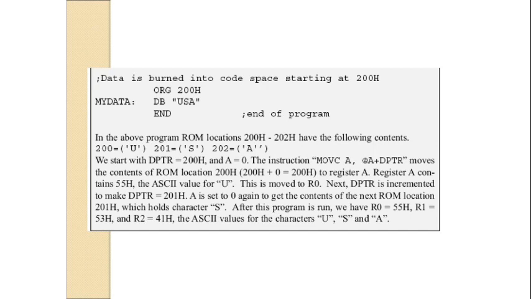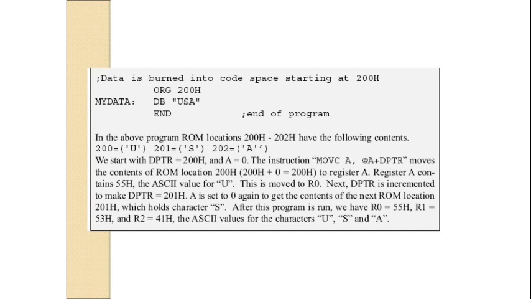I'll just read it for you all. In the above program, ROM locations 200H to 202H have the following contents. See, that means these contents. In 200 you have U, in 201 you have S, and in 202 you have A. These are ASCII characters.